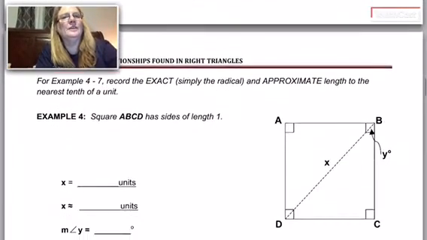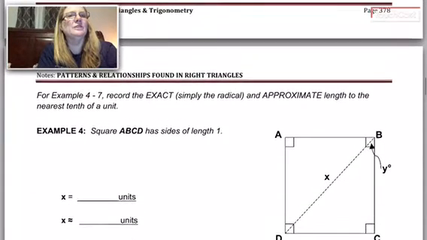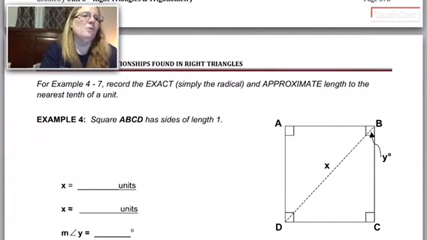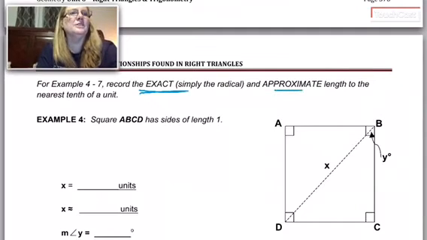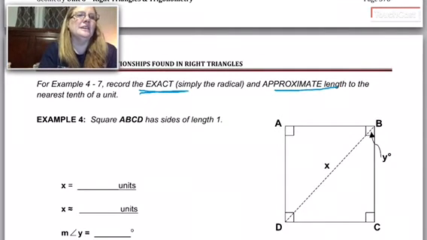Okay. So now we're going to move into something that is real important in geometry. And we're going to lead into something called special right triangles, but we're going to start here in example 4. And it says to record the exact, okay, that's very important. Let me get a different color here. The exact and approximate length to the nearest tenth.